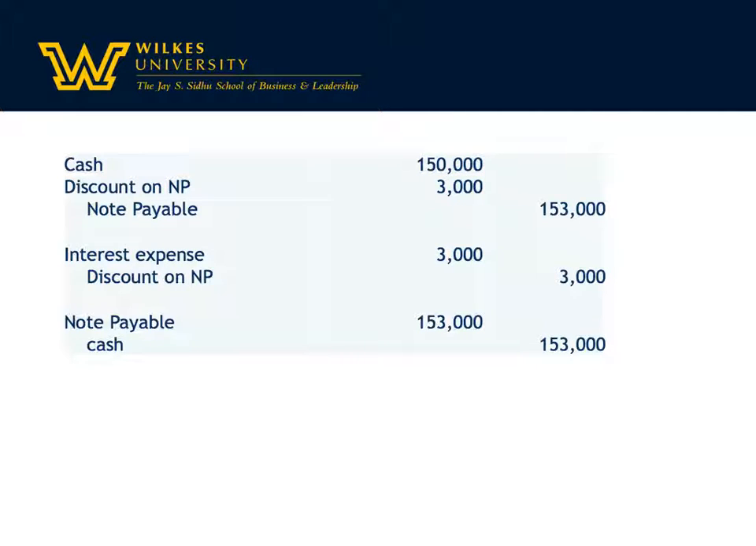Then, when you go to record the interest expense, you're going to debit interest expense and credit discount on notes payable. That will eliminate the discount on notes payable and properly account for the interest expense. And when you go to pay the note, you're going to debit notes payable and credit cash for $153,000. All of those ways are acceptable.